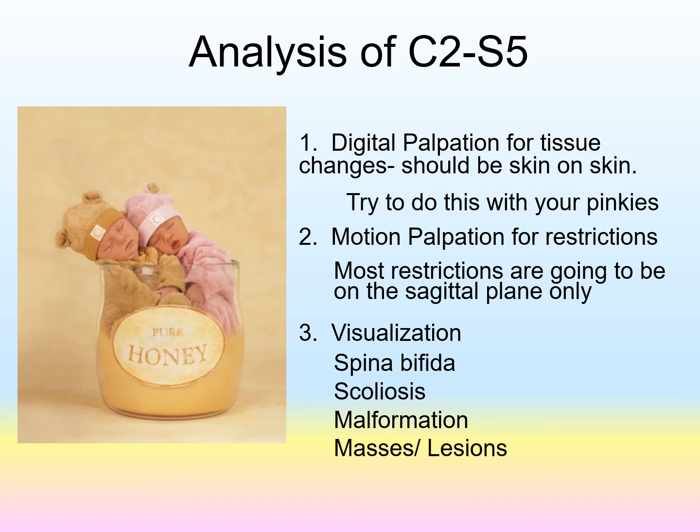We do our visualization. We could look for spina bifida, scoliosis, any malformation, masses, and lesions. Same things we look for in adults, but we have to have the patient with their skin exposed so we can see all this. We cannot do this through clothing.